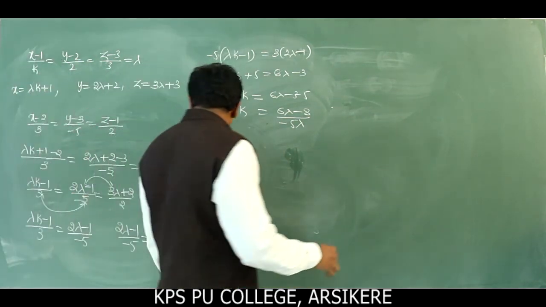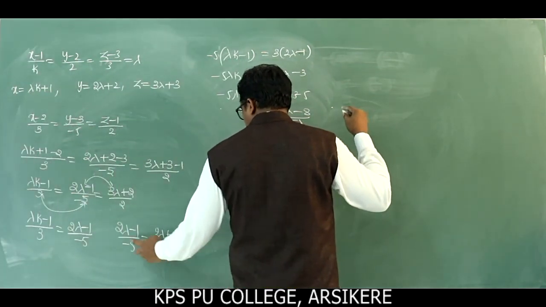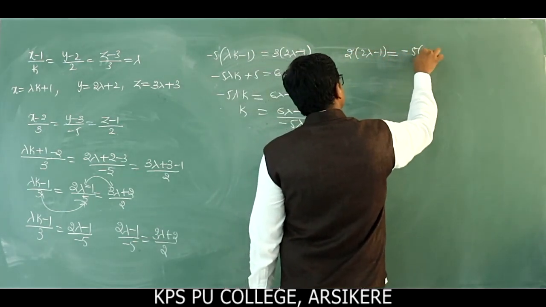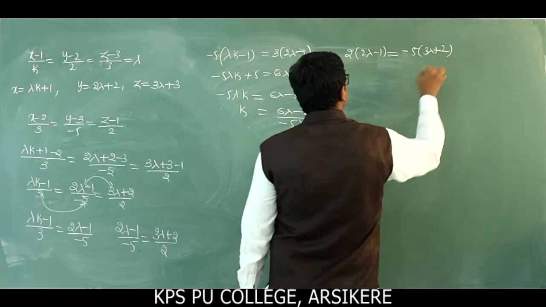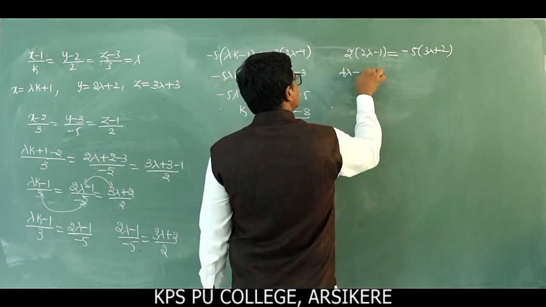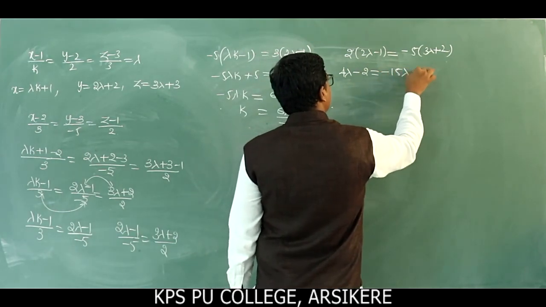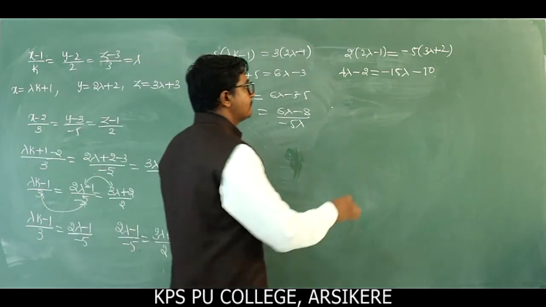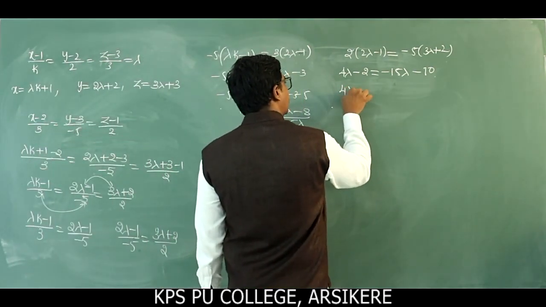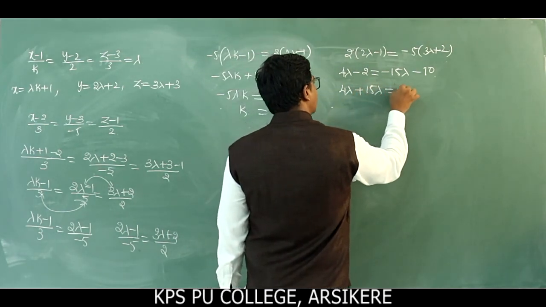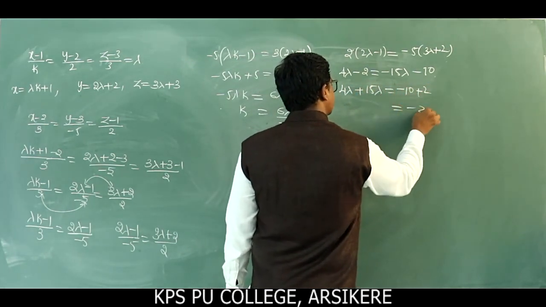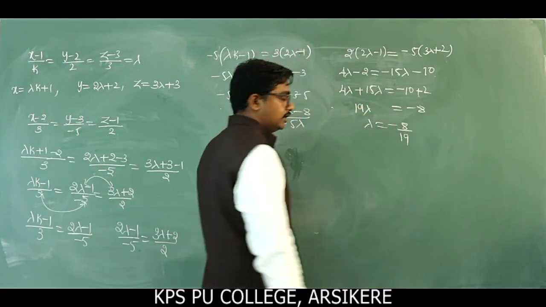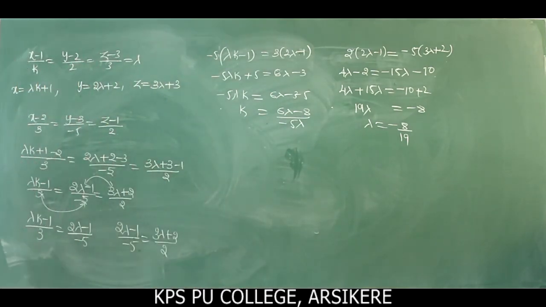Second and third term: (2 lambda minus 1)/(minus 5), take cross multiplication, that becomes 2 times (2 lambda minus 1) = minus 5 times (3 lambda plus 2). This is 4 lambda minus 2 = minus 15 lambda minus 10. Take lambda one side and remaining terms to other side. That becomes 4 lambda plus 15 lambda = minus 10 plus 2. This is minus 8. This is 19 lambda. Lambda is equal to minus 8 divided by 19.